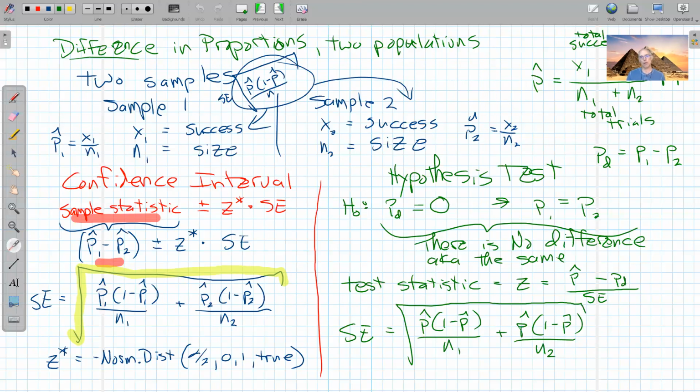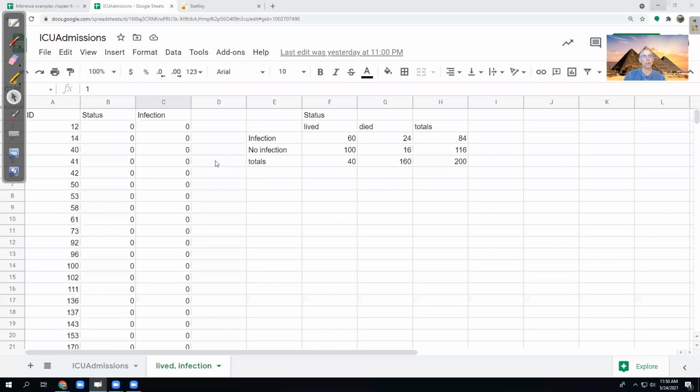Next, we're going to try and do a hypothesis test on this same set of data. So back to the data for a moment. So I took this data from the StatKey library. It's ICU admissions, 200 patients that were admitted to the ICU. I selected the variable status, which is did they live or die. 0 means they lived, and 1 means they died. And in the ICU, did they have an infection? 0 means they did not have an infection. 1 means they did have an infection. And then I summarized that data in this table right here. So just grab that again.